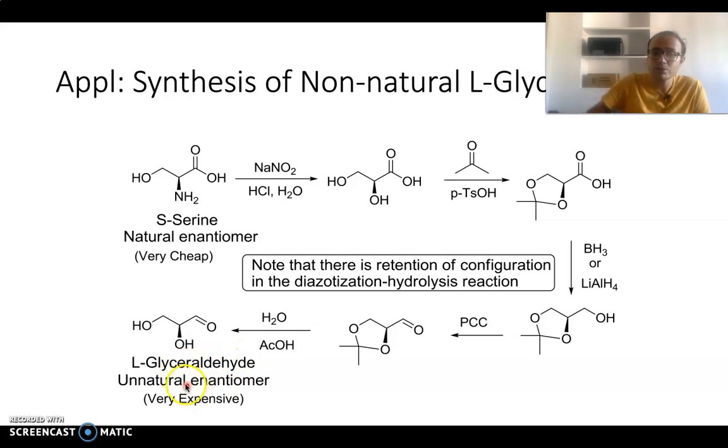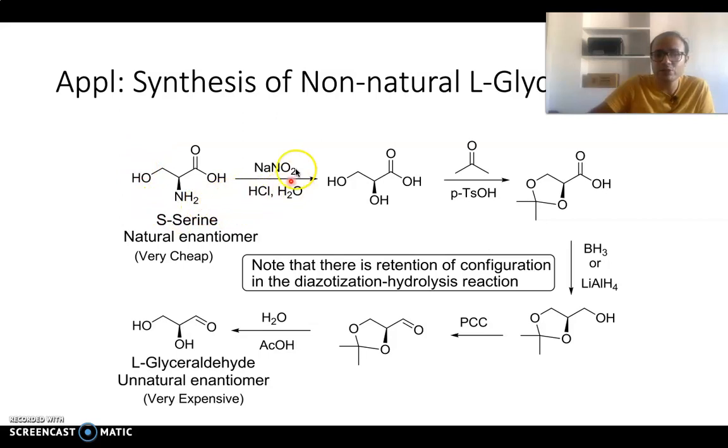Usually it is very expensive because it is not available in nature. So how do we synthesize this unnatural or non-natural L-glyceraldehyde? What we do is we start with S-serine.